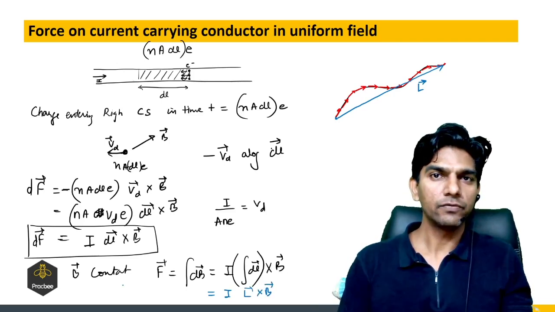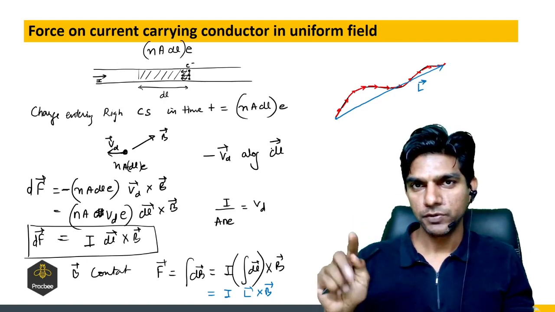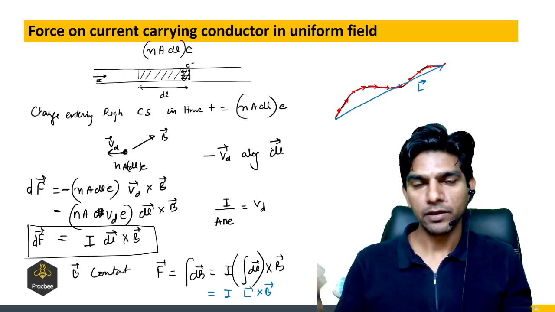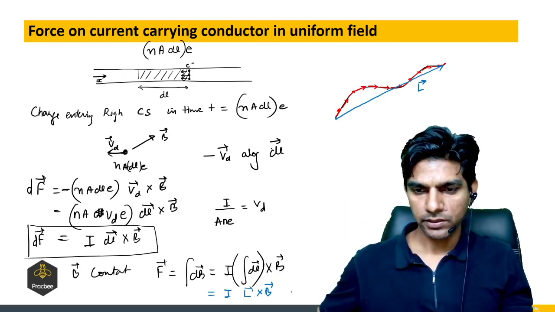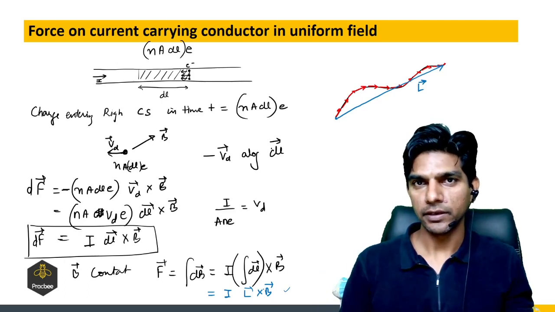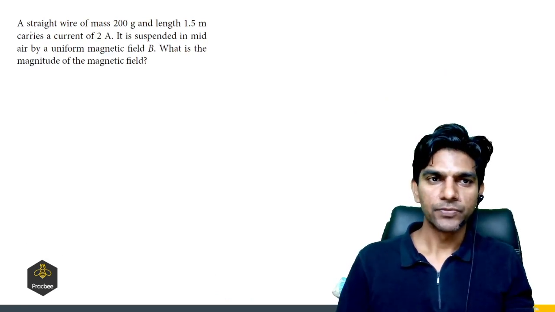So even if I have an irregular shaped wire, the two points which are of more concern would be the endpoints. You have to join the endpoints and you will get the L vector. So by using this formula, if we have a uniform magnetic field, we can find the force on a current carrying conductor. Now let us see the application of this.